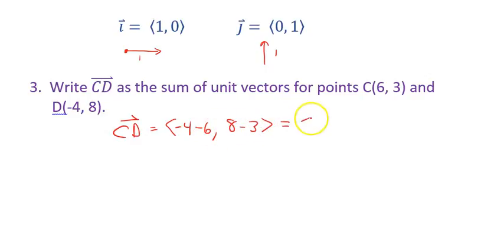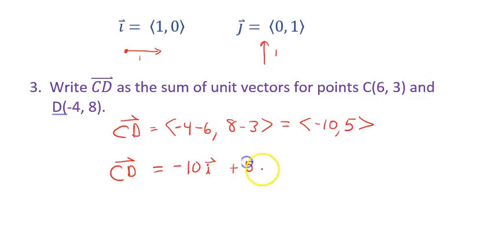So that will be -10 and 5. So now that I have it written as a vector, I can also write it as the sum of unit vectors i and j, and you just take the two numbers that you have in your regular vector notation and stick i and j vectors with them. So I'll say -10i vector plus 5j vector.